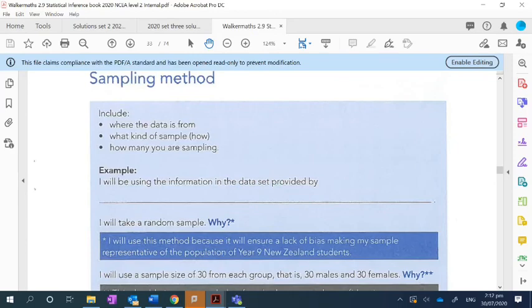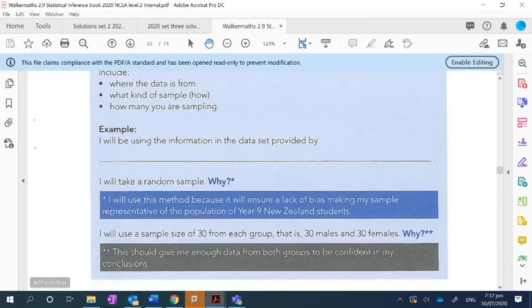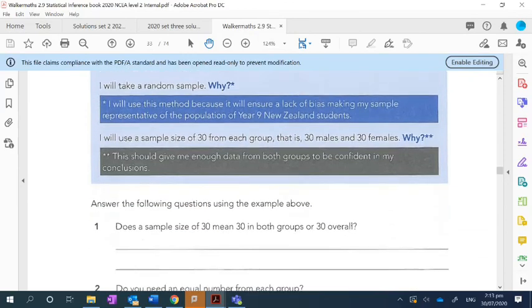So actually, you're going to be using how many pieces of data? 60. That's a minimum. Perfectly happy with 30 from each group, but that'll give you enough to be confident in your conclusions. Okay? All right.